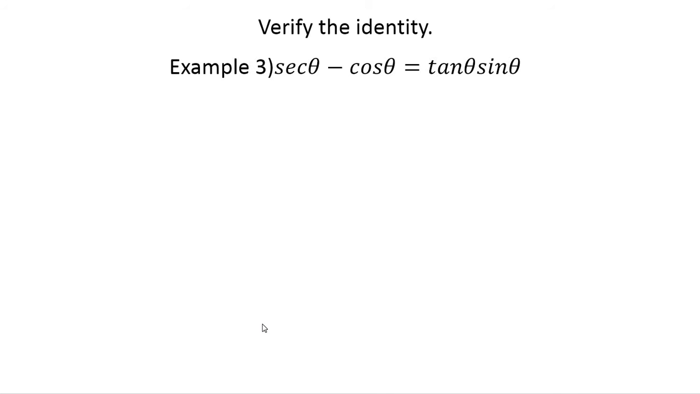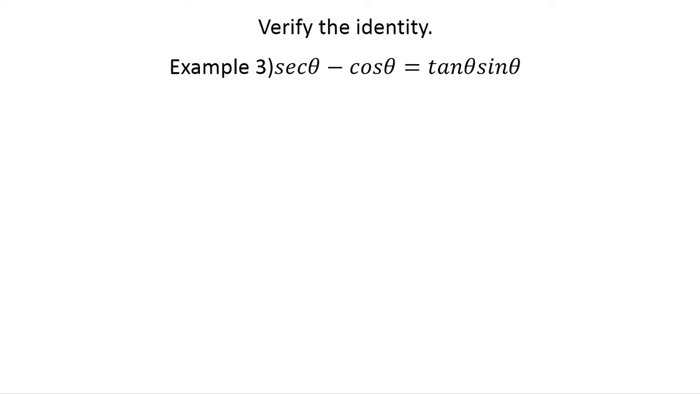All right, got another identity we're trying to verify. So we've got secant theta minus cosine theta equals tangent theta sine theta. In this case, I'm going to work with the left side, because I've got two terms here. I find it's usually easier to combine into a single expression than break something like this up. You could probably do it either way, but I usually find it easier to take two terms and combine down to a single. So let's work with this side.